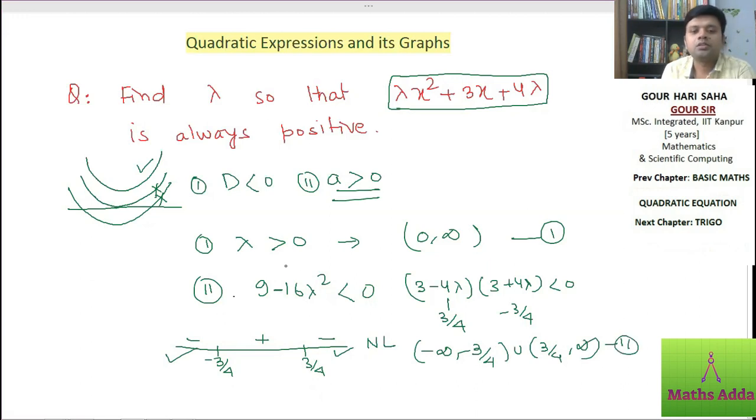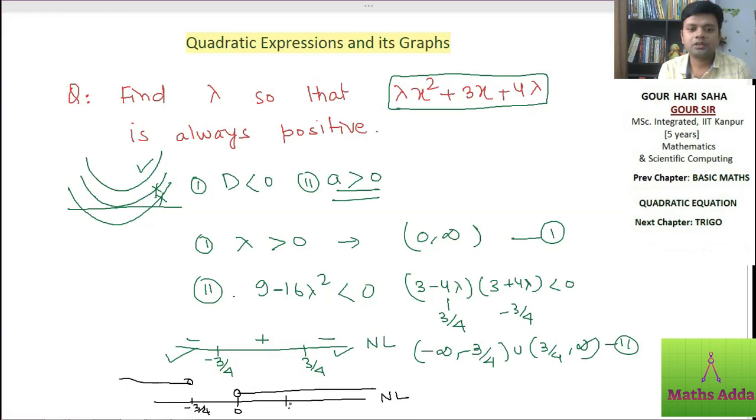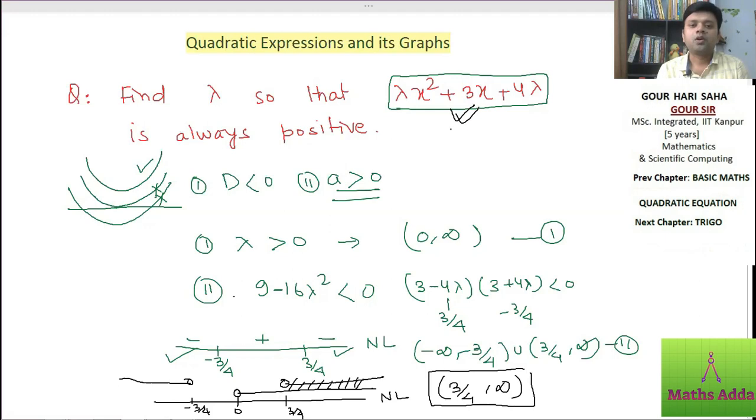And then you need to find the intersection of 1 and 2, right? So find the intersection. On the number line, first is 0 to infinity, bubble mark here. Then the second says less than minus 3/4, so this side, and the second part is more than 3/4, so 3/4 to infinity, bubble mark. I can see this part is common, right? That is our answer. So 3/4 to infinity is our final answer. If lambda is between 3/4 and infinity, then this expression will always be positive.